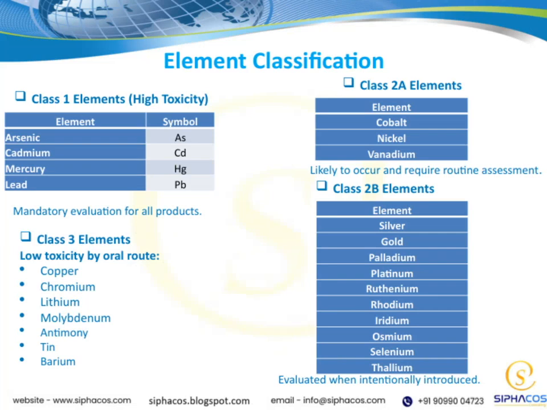Let's break down how we classify elements based on their toxicity and how we evaluate them. Class 3 elements have low toxicity when taken orally, things like copper, lithium, and tin. We only look at these when they're intentionally added. Then, Class 2B elements including silver, gold, and selenium are more likely to show up, so we check them regularly. Class 2A elements like arsenic and lead are a different story. They always need a full evaluation for every product. This system helps us focus where it matters most.